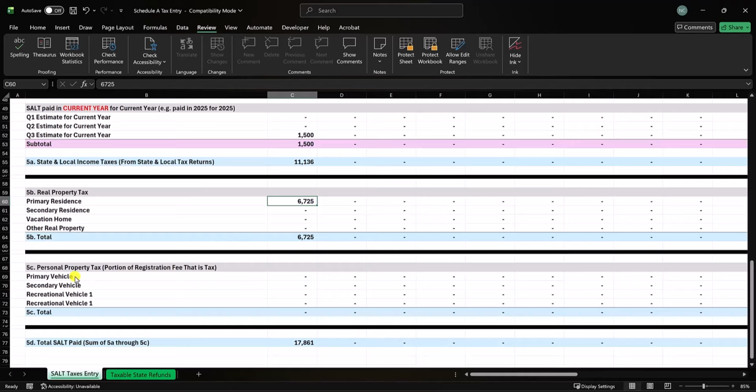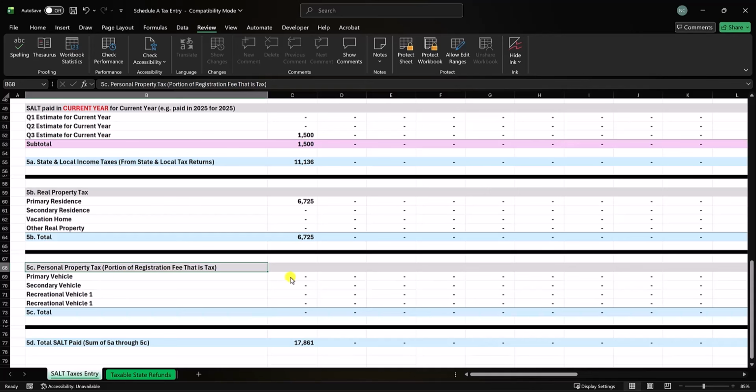And it's that tax that you are paying on personal property that is deductible in this section. So again, the most common examples will be your primary and secondary vehicle. If you have more than 2 vehicles, you can deduct the personal property tax on all of them. If you have recreational vehicles or motorcycles or boats or any kind of vehicle where you pay a registration fee and part of that fee is a tax, all of that tax can be deducted down here.